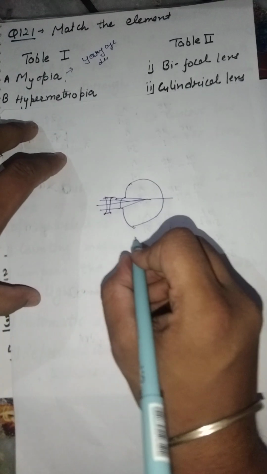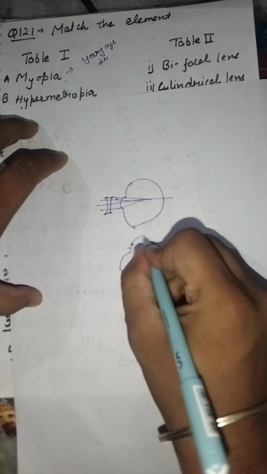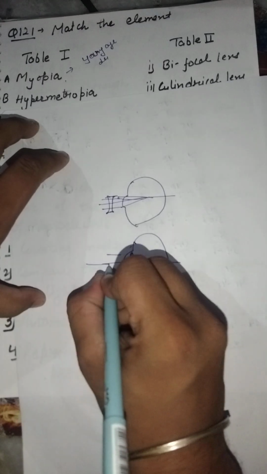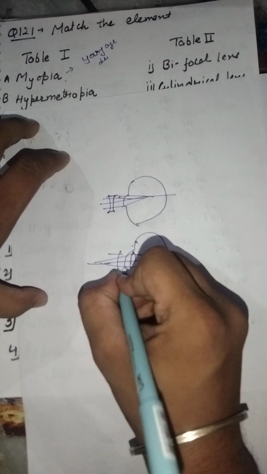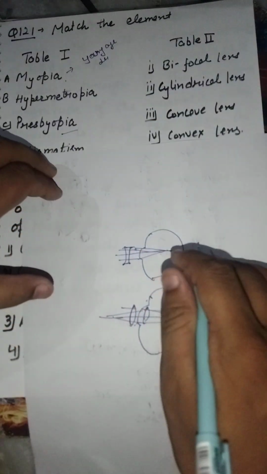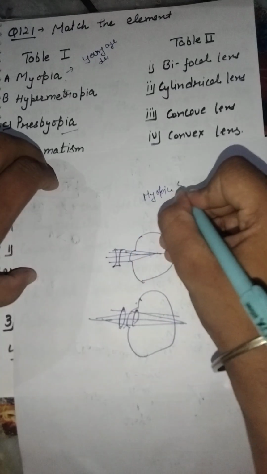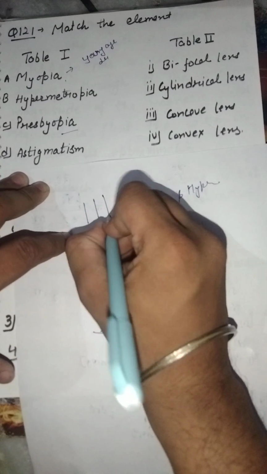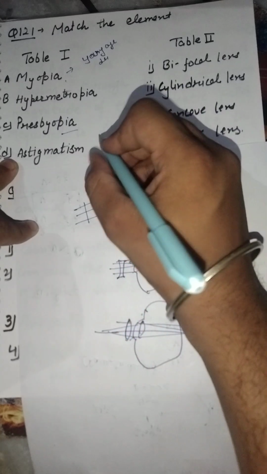And next is hypermetropia. Hypermetropia defect is generally found in the older age group. In this defect, the image is formed beyond the retina. So this defect is corrected by placing a convex lens. Next is presbyopia. Presbyopia is a defect in which both myopic and hypermetropic defects are found. Last is astigmatism. In this defect, a person cannot see the cross wires. So this defect is corrected by using a cylindrical lens.